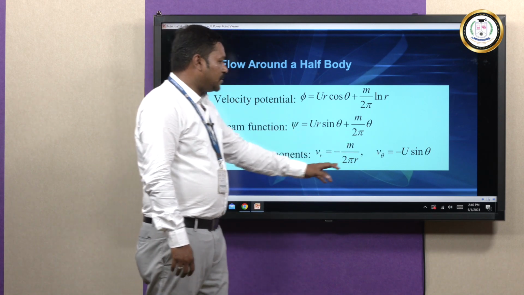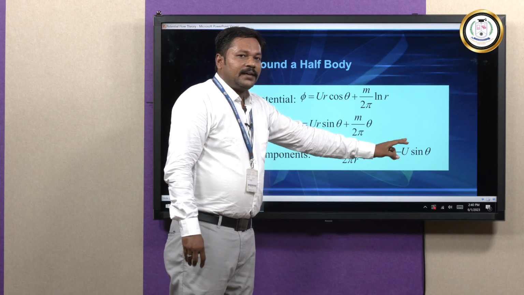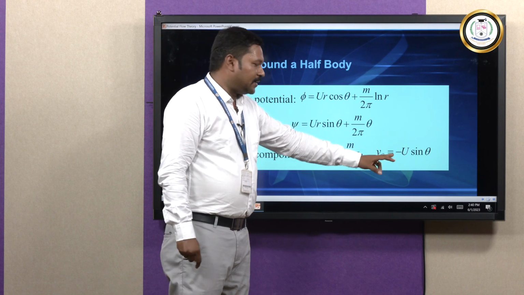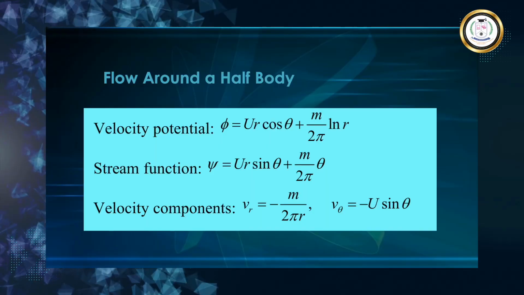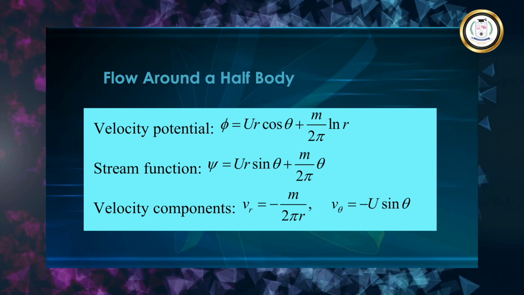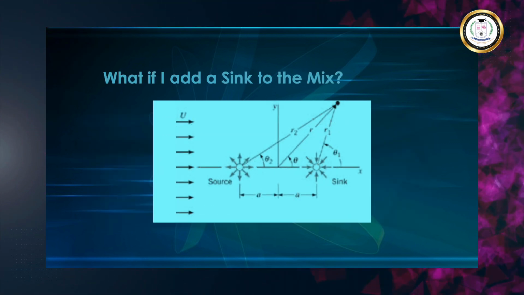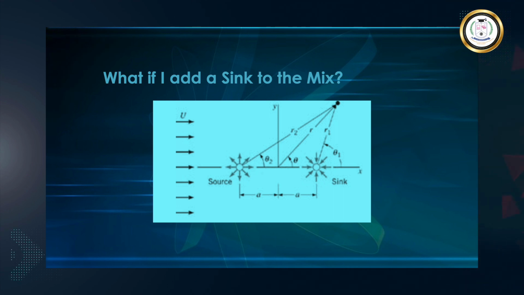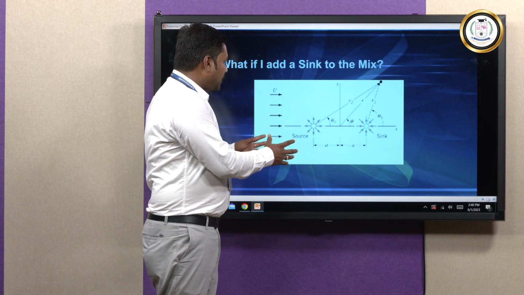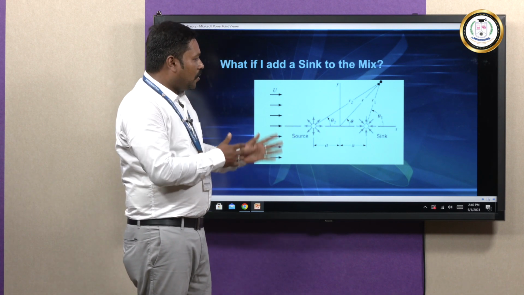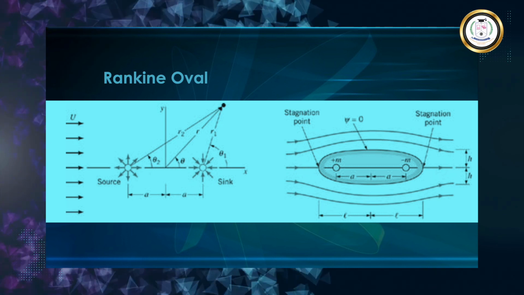These are two functions: one is the uniform flow, which is the streamlines flowing around the body, and then we have minus m by 2 pi r for the object present inside. So what if I add the sink to the mix? When the source and the sink are mixed together and added to the uniform flow, what is the result? Let's see, the result is the Rankine oval body.